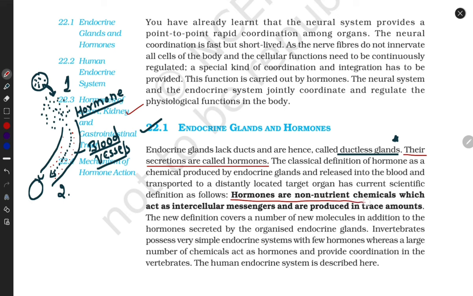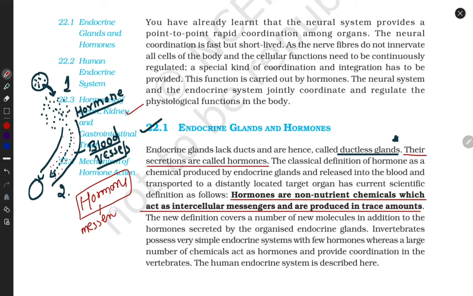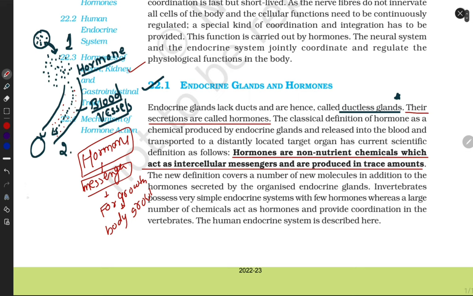Hormones are non-nutrient chemicals which act as intercellular messengers and are produced in trace amounts. They want to say a hormone is not a nutrient like nitrogen, phosphorus, or sulfur. It is not a macronutrient or a micronutrient. It is a messenger. For what? For growth. Which kind of growth? Body growth, guys.